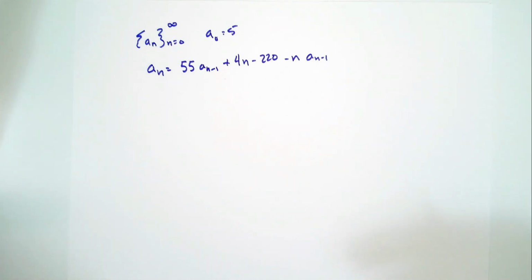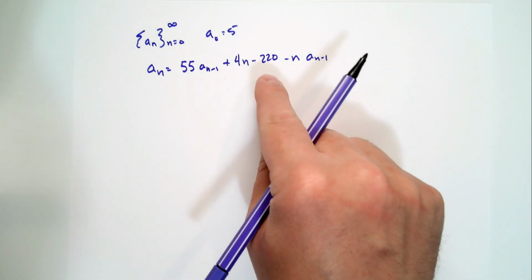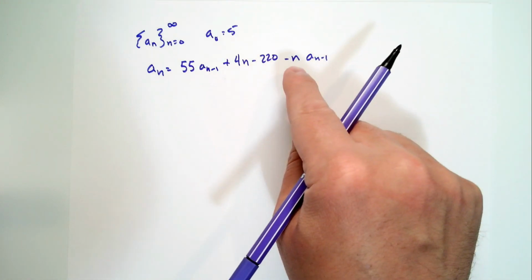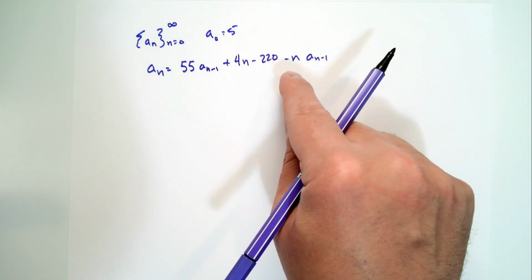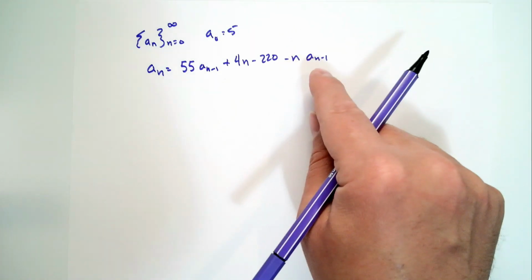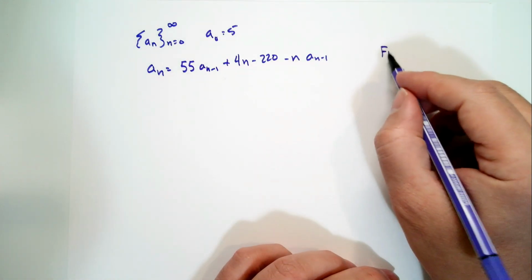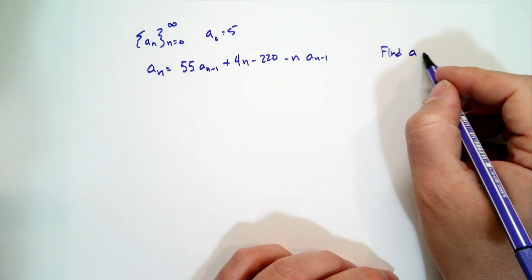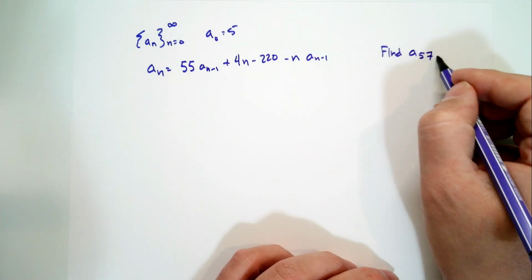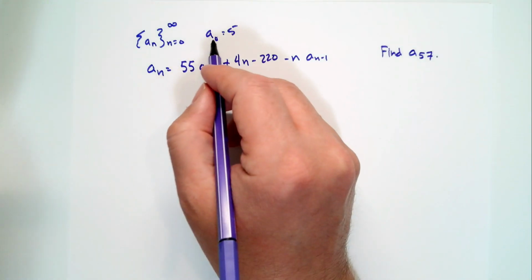So n is an index. It's saying, okay, where are you on your list? Subtract 220, that's a big number. Then subtract n, again, that's where you're on your list, times your current number. Okay, well, as they say, this is a little bit interesting. Now, the goal is, well, find a sub 57.